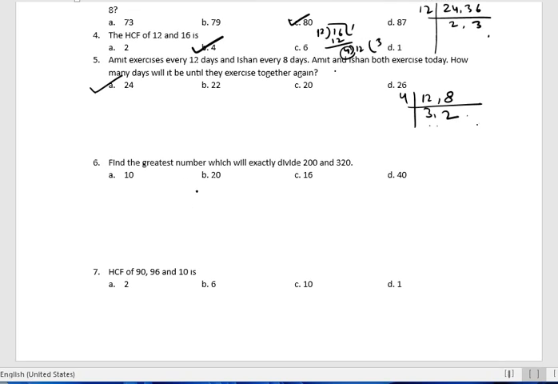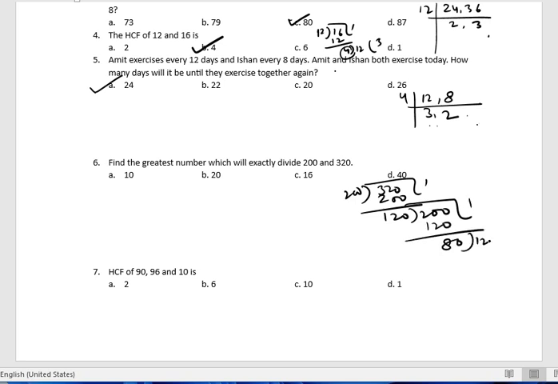Find the greatest number which will exactly divide 200 and 320. So the greatest number is what? HCF. So go with the division method. Divide 320 by 200. So 200 ones are 200. Subtract: 120. Divide 200 by 120. 120 ones are 120. Subtract: 80. Divide 120 by 80. 80 ones are 80, and you get remainder 40. Divide 80 by 40, it is fully divisible. So the answer is 40. I hope it is clear.